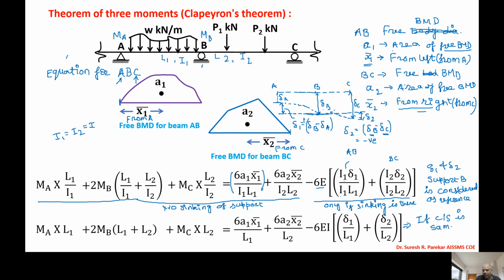Cross section same means I1 is equal to I2 is equal to I, and you can see in our equation we have I in the denominator of all the terms, and that will cancel. Therefore I told you don't cancel this value of I, because this I we have now taken outside, which is in the numerator, and the denominator I gets cancelled from all. So keep in mind this formula; the second formula can be derived from the first. So this is all about your theorem of three moments.